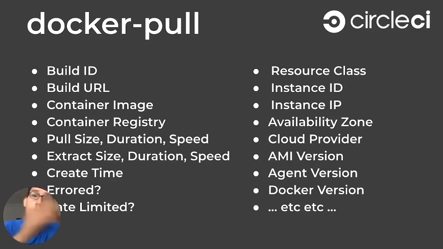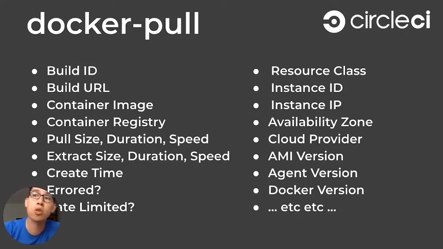But as well as which build this is from, we also store information about the image, the registry, how long did it take to pull, which is generally proportional to network issues, and then how long did it take to extract. So Docker images get downloaded as tarballs, which then have to be unpacked. And that is dependent on CPU and disk speed, so that can highlight a bunch of different issues.